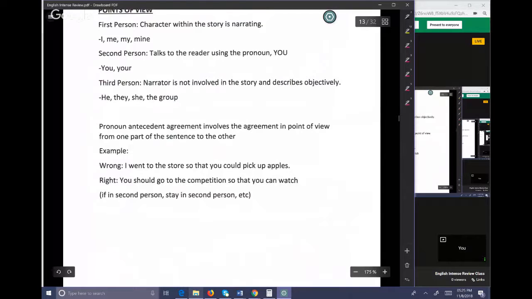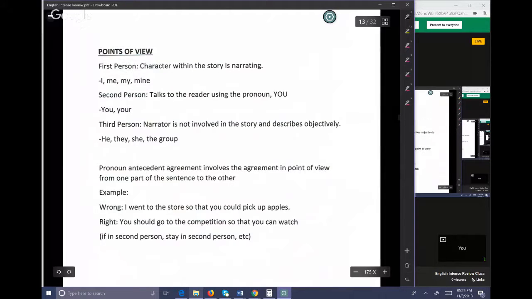Very, very quick review of points of view. You have first, second, and third person points of view. First person is I, me, my. So the person is talking about themselves. Second person is you or your.